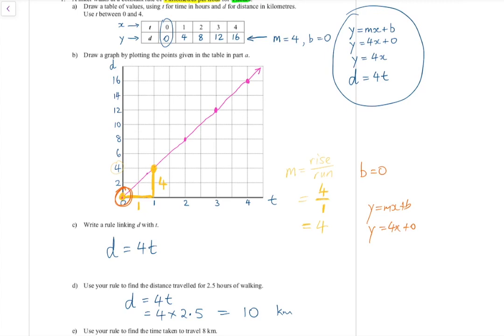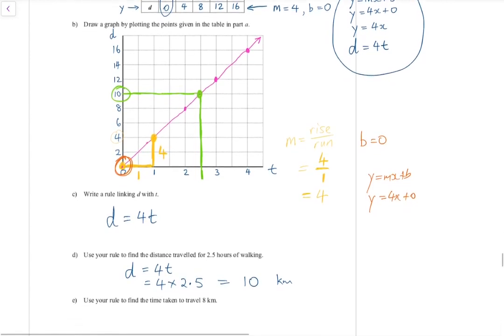And if we wanted to check that, if I go out to my time, 2.5 hours would be halfway between 2 and 3. Goes up to there on the graph, which comes back to 10. So you would have walked 10 kilometres.